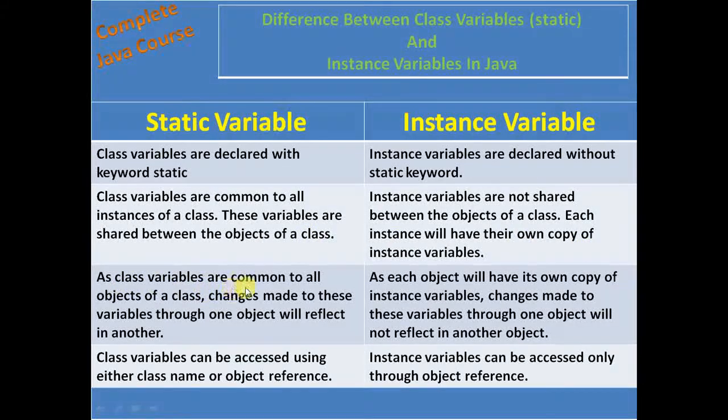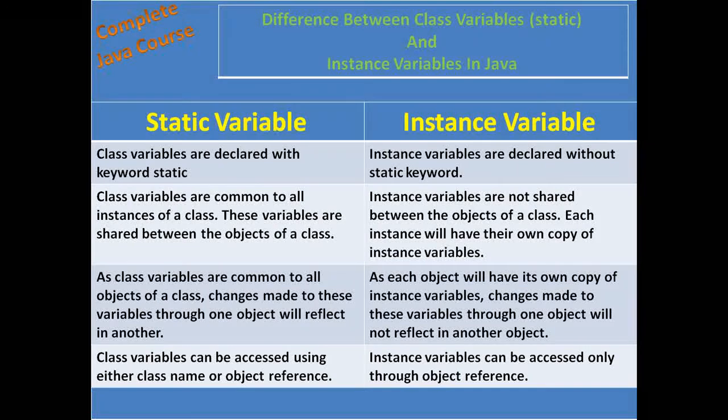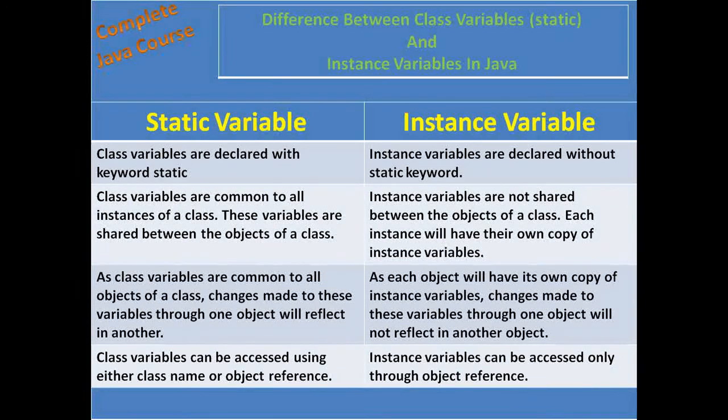Number 3. As class variables are common to all objects of a class, changes made to these variables through one object will reflect in another. It means a static variable is common for all the objects, so if you perform any change by using any object, it will reflect in all the objects. As each object will have its own copy of instance variables, changes made to these variables through one object will not reflect in another object.